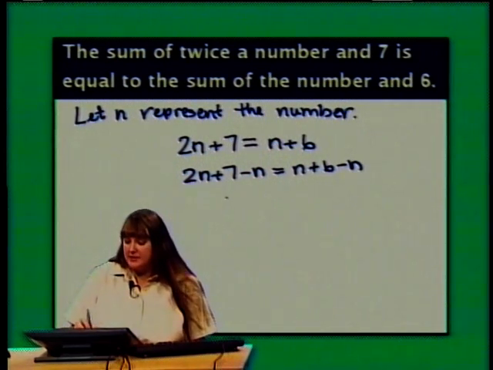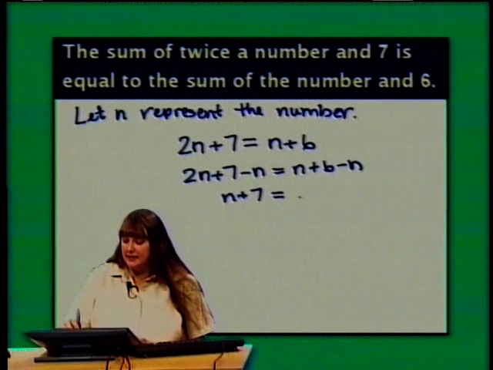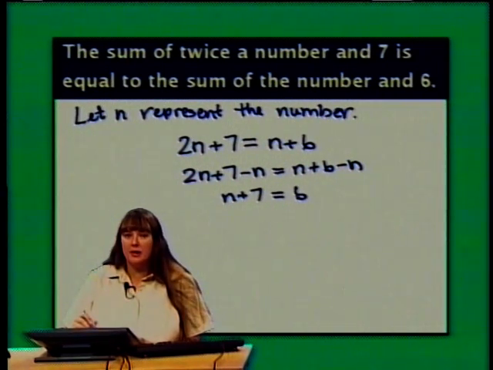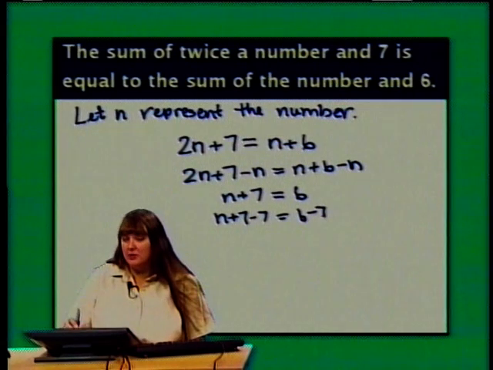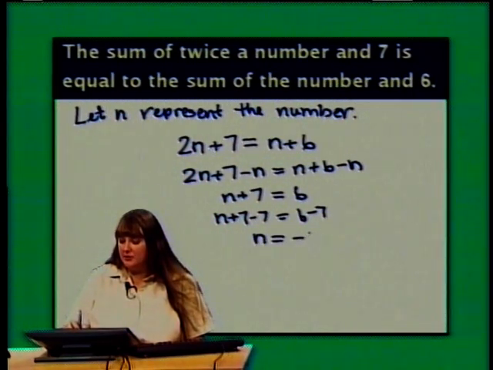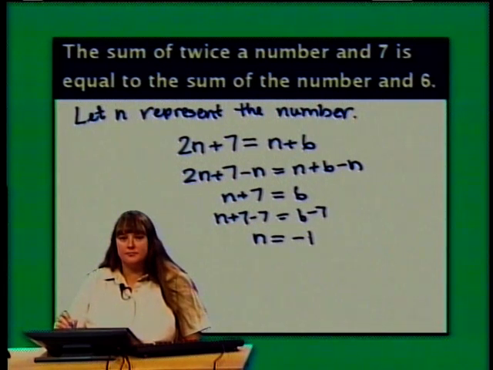This simplifies to n plus 7 on the left equals 6 on the right. Now to move my constants to the right-hand side, I'm going to subtract 7 from both sides of the equation. Simplifying, I have n equals -1.